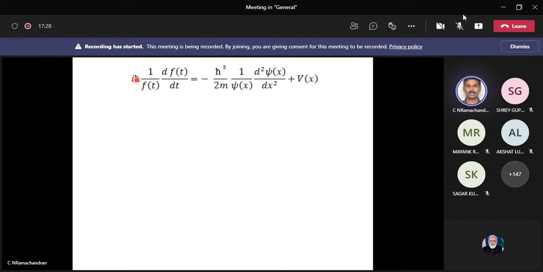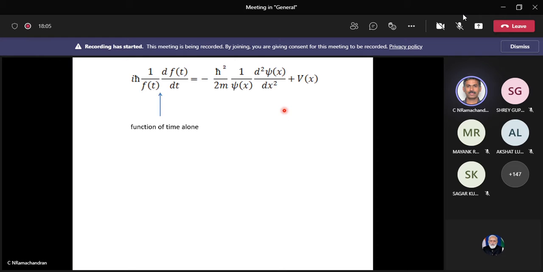So I will get i h cross 1 by f of t, d by dt of f of t. What happened here: psi of x is cancelled, but I am dividing by f of t, so that is coming in the denominator. That is the only thing on the left side. Similarly, on the right side, f of t cancelled when I divide by psi of x f of t. So 1 by psi of x is there. And in the second term of the right hand side, psi of x and f of t both cancelled. So I have only the V of x term. Okay, so this I have.